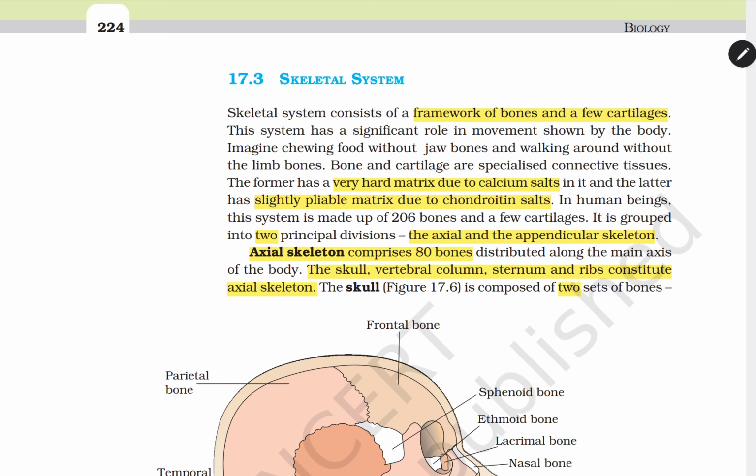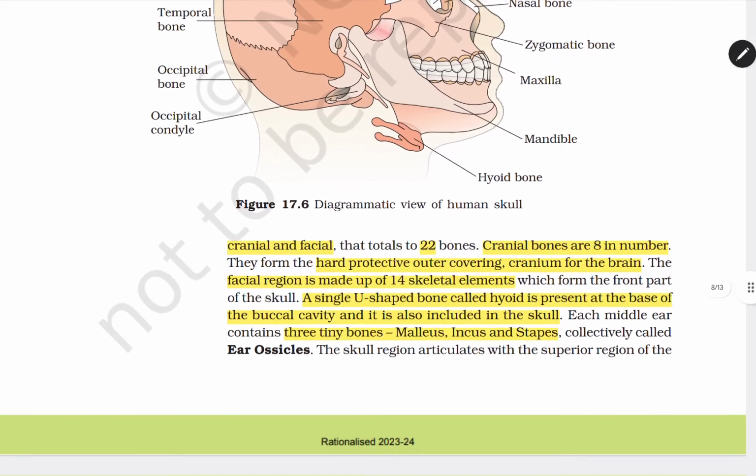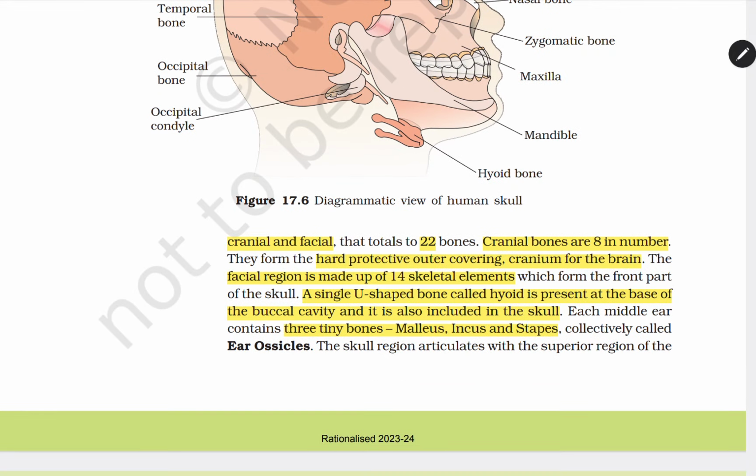The skull is composed of two sets of bones, cranial and facial, total 22 bones. Cranial bones are 18 in number. They form the hard protective outer covering, cranium, for the brain. The facial region is made up of 14 skeletal elements, which form the front part of the skull.